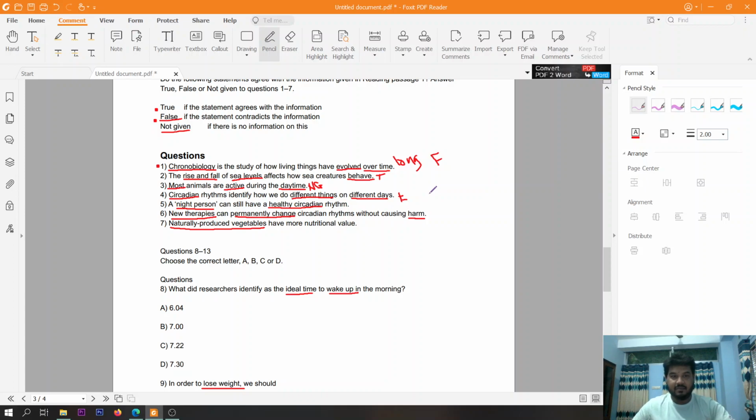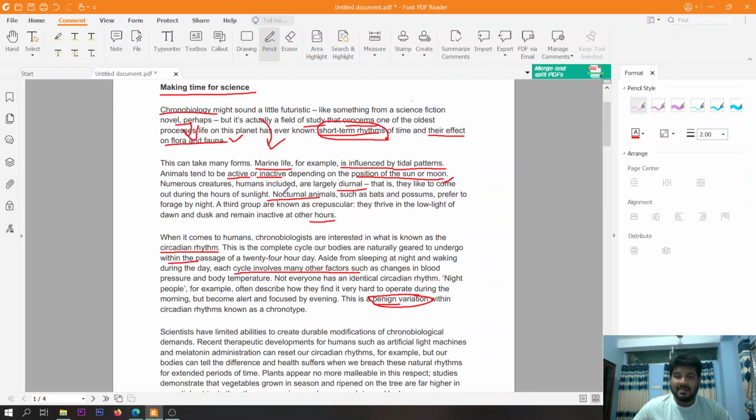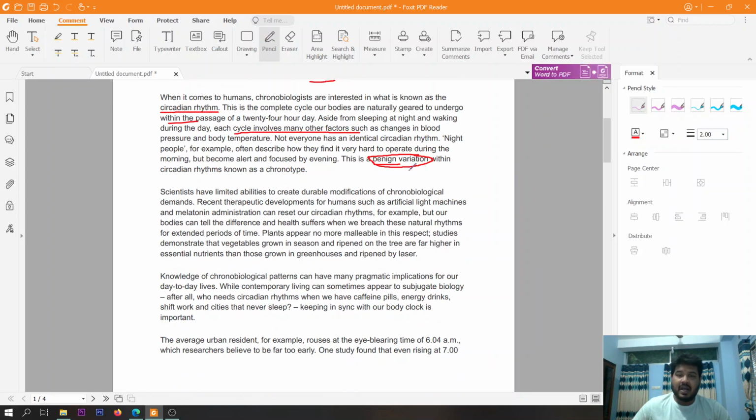Sometimes these types of questions can get a bit tricky to explain, but that's the closest that we can get. Now, number 5, a night person can still have a healthy circadian rhythm. So we read something about benign. So this is a benign variation within circadian rhythms known as chronotype. Now, the night people and, let's say, the day people.